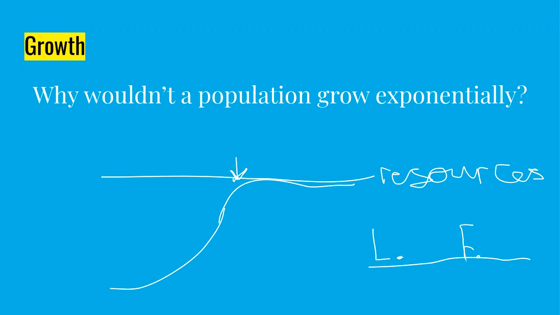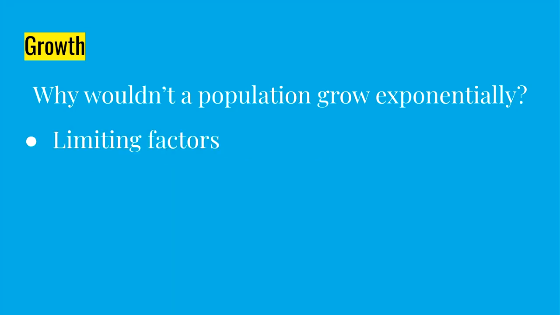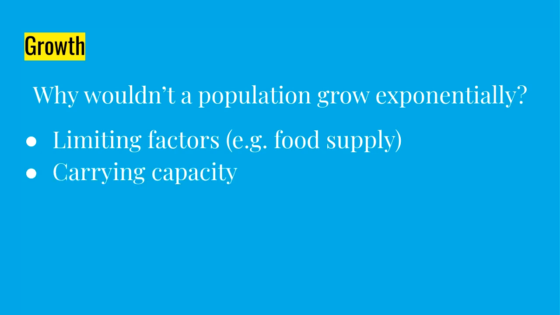And then what's it called? The maximum amount of organisms that are possible. So the maximum population size that is possible is called, it's two words, starts with C. Carrying capacity. Yeah, perfect. So there are limiting factors that prevent it from growing exponentially because it puts a cap on it. An example is food supply, and that cap is called the carrying capacity.